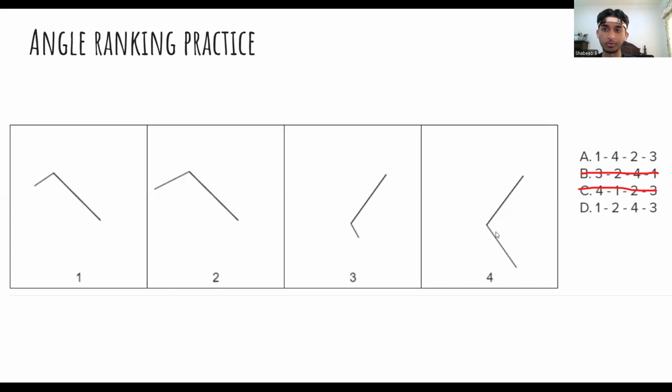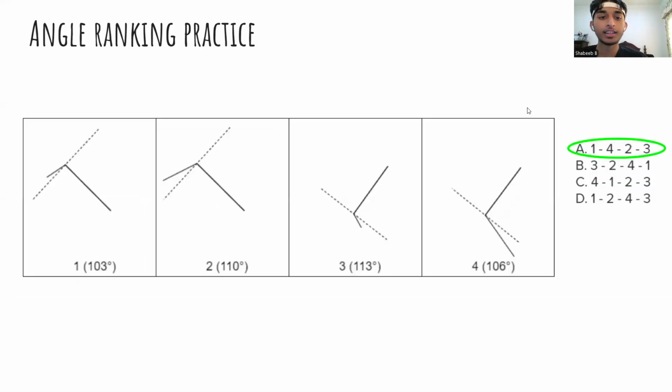Because 4, I barely need to move to make that right angle. But 2, I do a little bit of movement. A little more, yeah. So I'm inclined to believe that A is correct. Let's see if I'm right. Okay, good. I am.